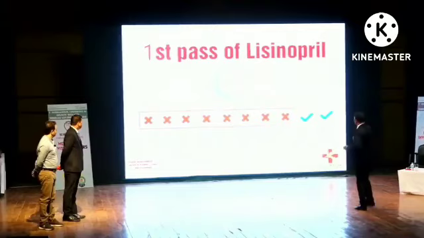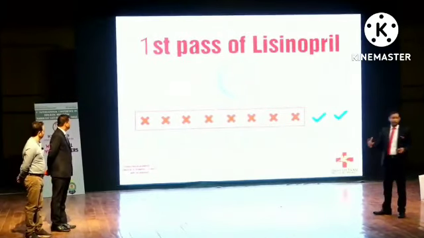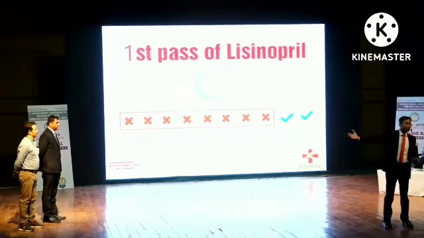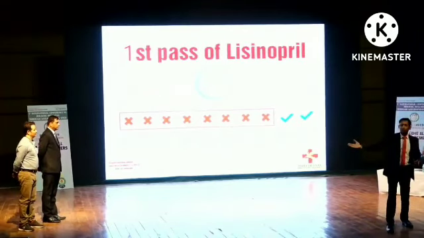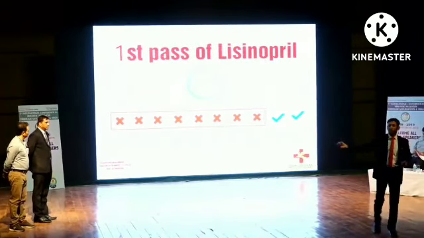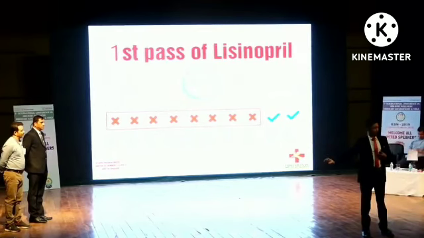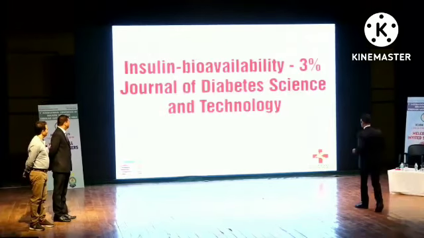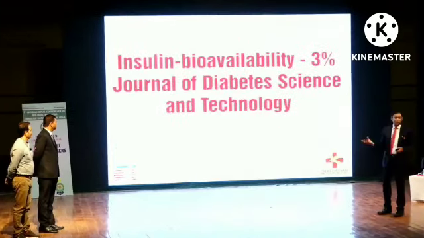This is called first pass of lisinopril. First pass, the first barrier is the liver. After that it goes to the blood. For first pass, the medicine is lost by 80%. In other medicines it will be different. Let's see. For example, for insulin it is only 3%.